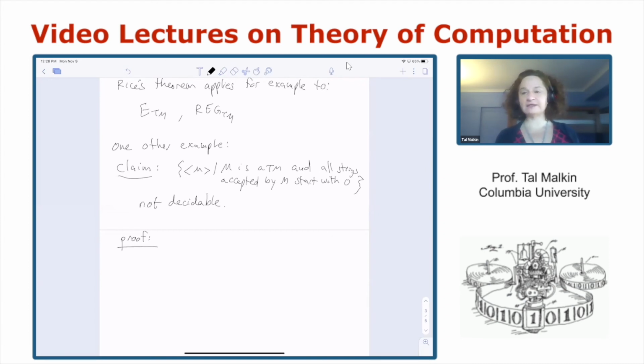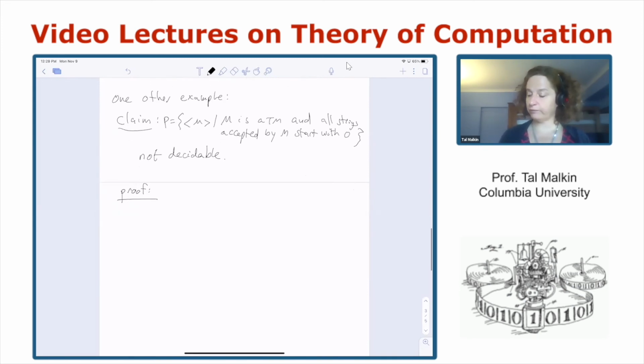We'll apply Rice's theorem. So let's call this language L, or perhaps we could call it P. Let me call this P. So proof: P is a language property. First, you just need to show that it's a language property and that it's non-trivial.